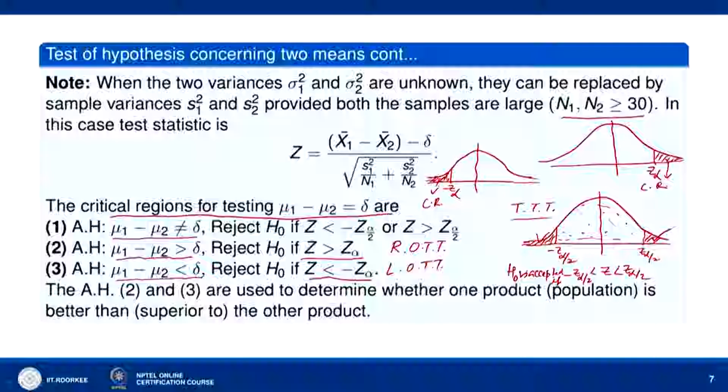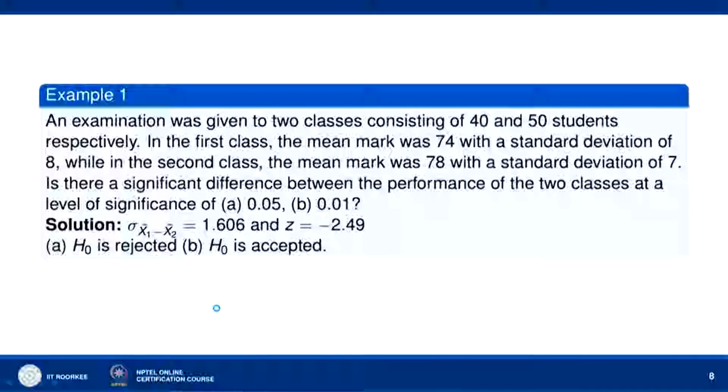So, cases 2 and 3, this case and this case, are used to determine whether one product or population is better than or superior to the other product. Now, let us consider this problem.